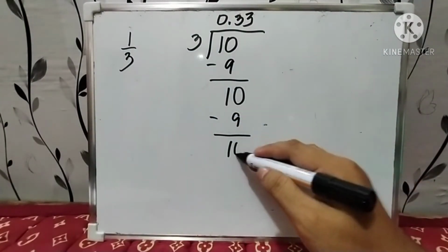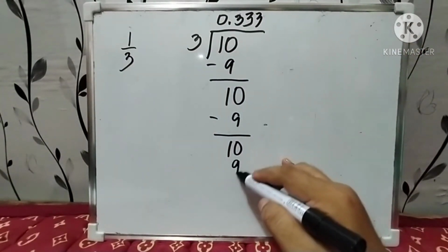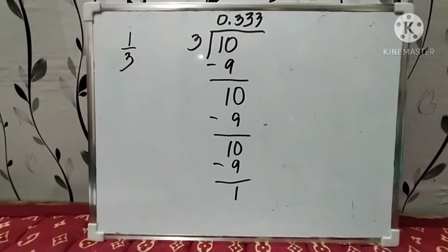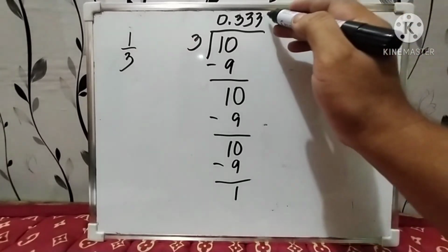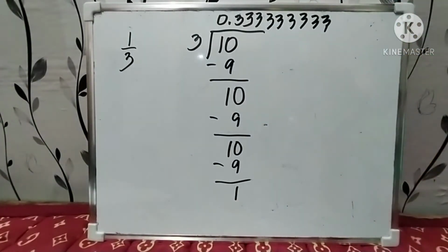Add ulit ng 0. 10 divided by 3 is 3. 3 times 3 is 9. 10 minus 9 is 1. Kung mapapansin nyo, paulit-ulit lang, walang katapusan. Ang magiging quotient dyan, puro ganyan yan. Walang katapusan yan. Okay po?